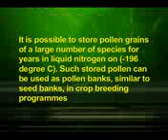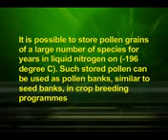Friends, you may have heard of storing semen or sperms of many animals, including humans, for artificial insemination. It is possible to store pollen grains of a large number of species for years in liquid nitrogen at -196 degrees centigrade. Such stored pollen can be used as pollen banks, similar to seed banks, in crop breeding programs.